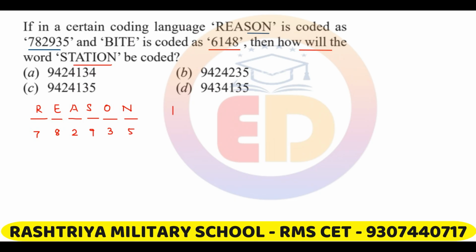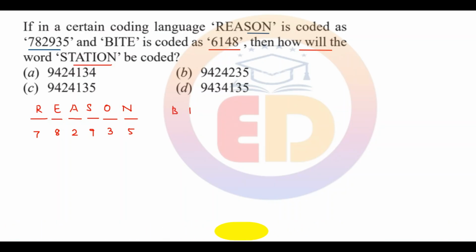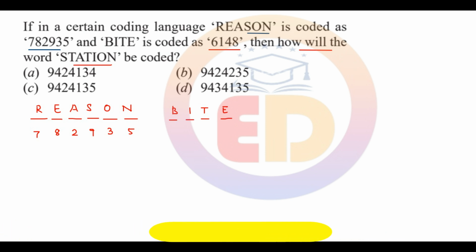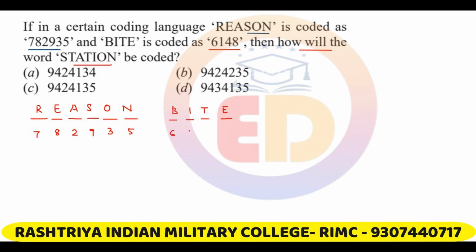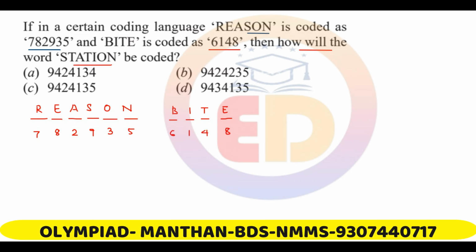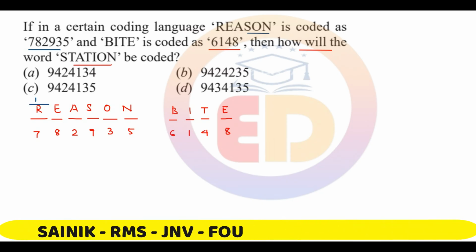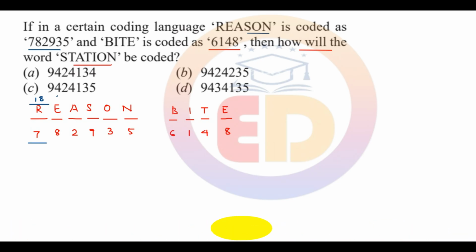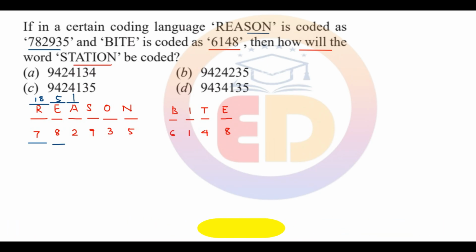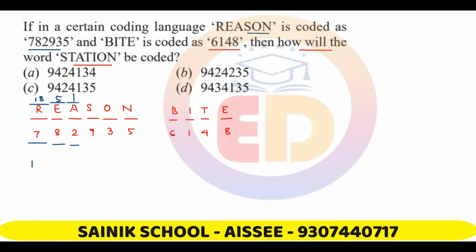And they say byte is coded as 6148. Now I see actually that number R is 18, but here they have coded as 7. There is no relation actually. E is numbered 5, it is coded as 8. A is numbered 1, it is coded as 2. It means it is a case of a direct coding.